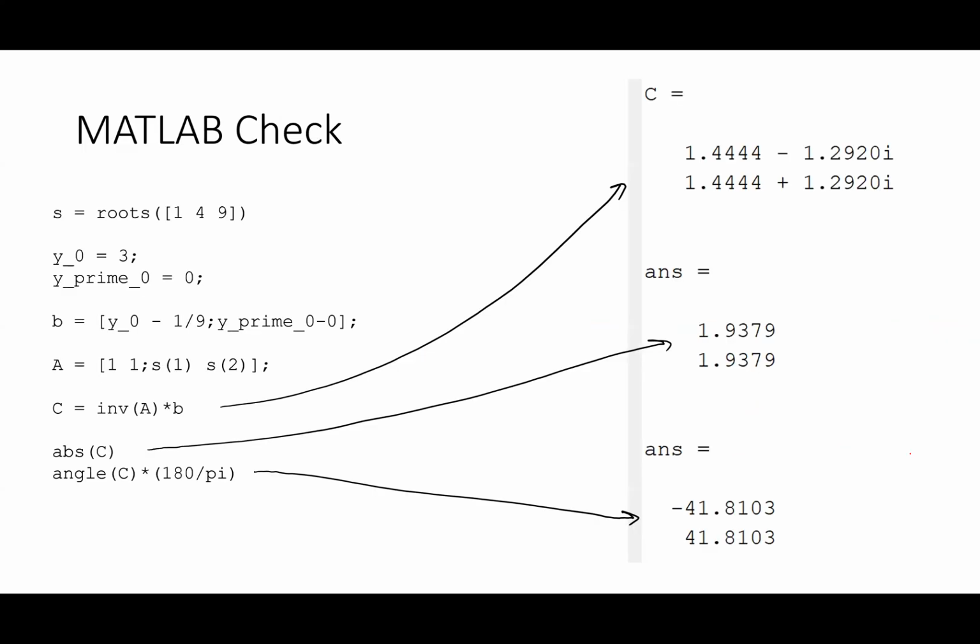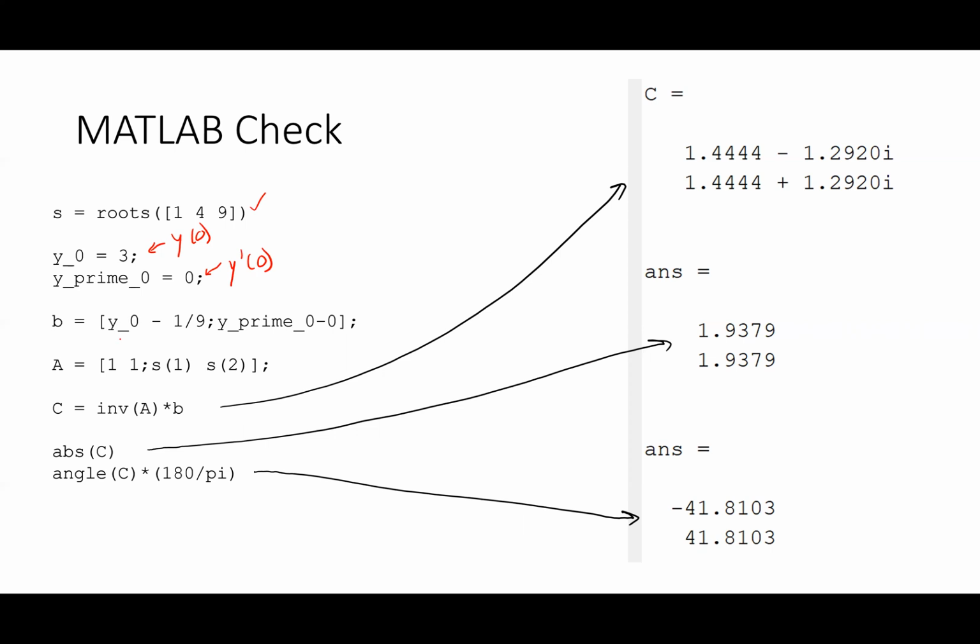All right. So here's how we go about this. I wrote code to do this. So here's my roots expression. And then I defined y of 0 as a variable y underscore 0, and I said that was equal to 3. And y underscore prime underscore 0 is my y prime of 0. I defined variables like that.